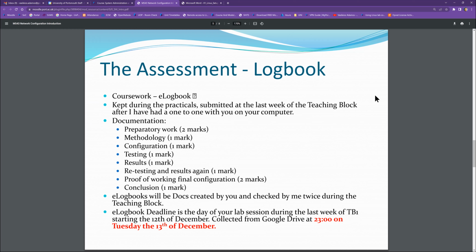And then by 11 o'clock on that Tuesday, you submit the logbook on Internity, and the logbook then exists and is ready for me to completely mark and give you a mark for it as well. So you keep the logbook during the practicals, and you write down everything that you do in the labs. At the end of the teaching block, I go through the work that is done on the computer, go through your logbook, and give you a mark on the work that you've done.